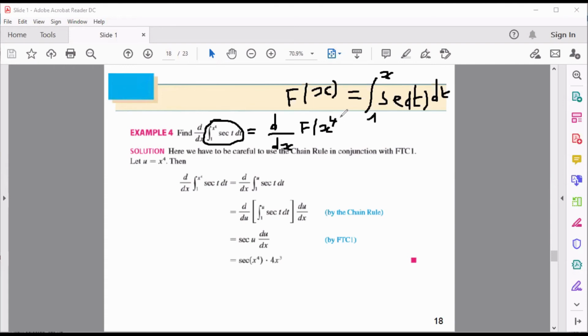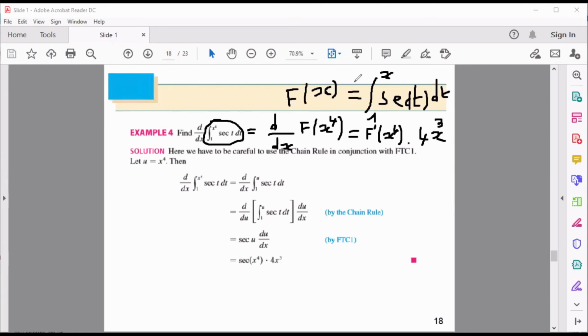Why? Because it's the integral between 1 and x to the 4. Then it's a composition between this function, defined here, capital F, and the function x to the 4. That's why its derivative is F prime, thanks to the chain rule studied in chapter 2 and chapter 3. F prime in the same point, x to the 4, times the derivative of x to the 4. What is the derivative of x to the 4? The derivative of x to the 4 is equal to 4x to the 3.